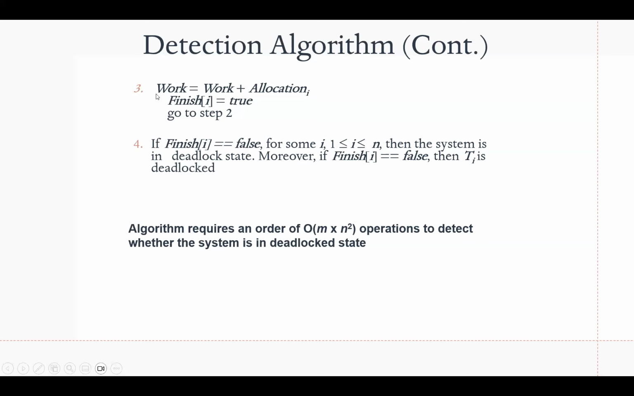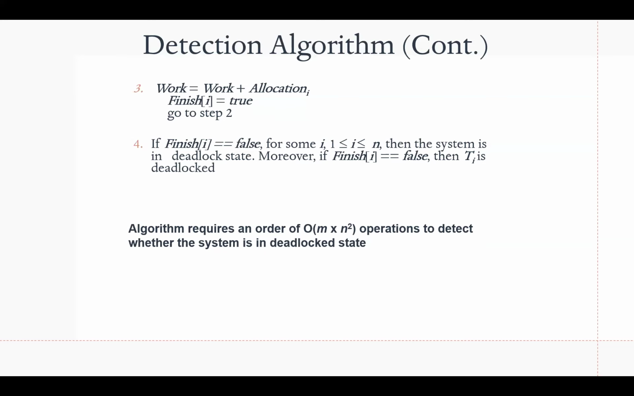How are we releasing? By using step 3: work is equal to work plus allocation of the ith process. Whatever the allocation of the ith process that has just executed, we are going to add to the work, so work will increase. Work means available here. So the process is releasing all the resources, and we are adding those resources to the work, and we are making the finish status of that particular ith process true.